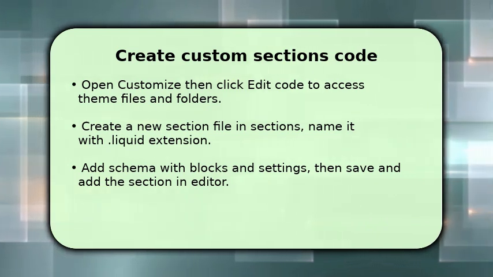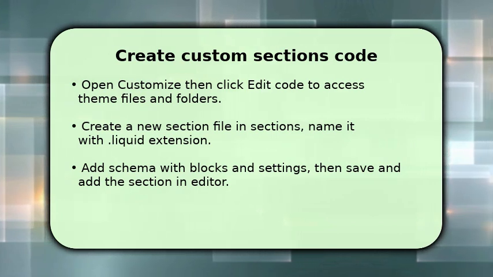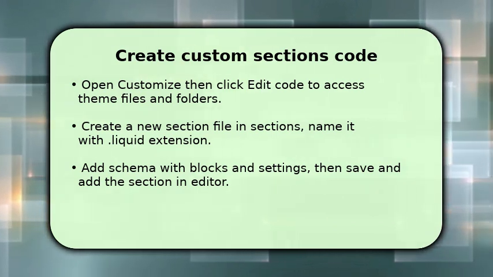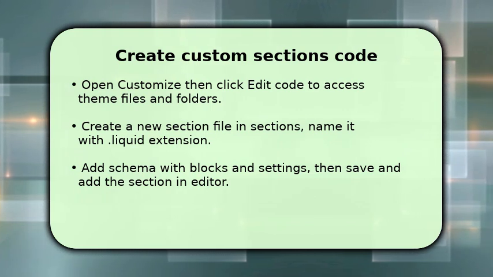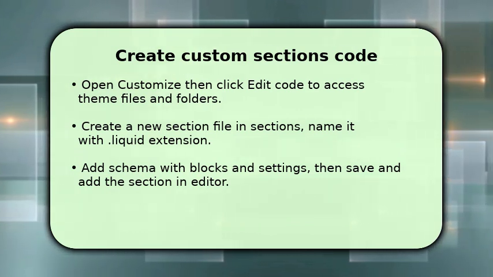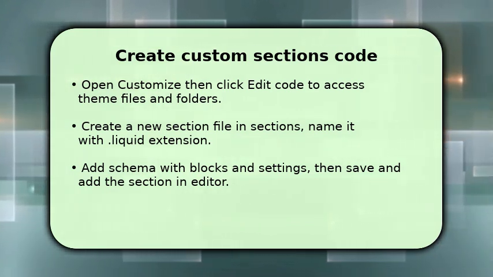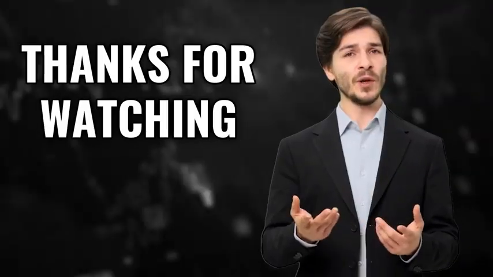Build the section structure with HTML and liquid markup and include a JSON schema block for settings and blocks. Save the new section file, return to the theme editor, and add your custom section from the Add Section list.